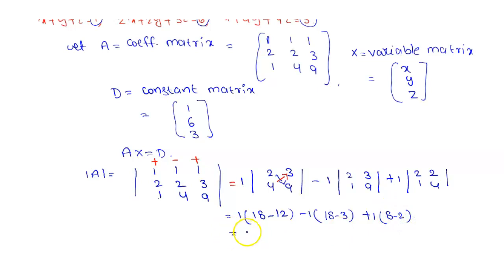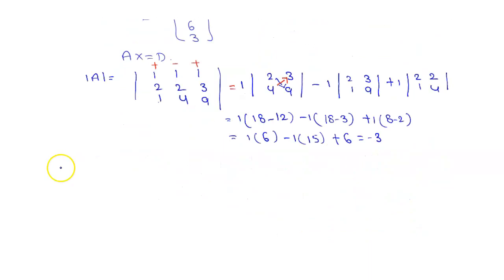So this is equal to 1 into 18 minus 12, value is 6, minus 1 into 18 minus 3, value is 15, plus 1 into 8 minus 2, value is 6. 6 plus 6 is 12. 12 minus 15, that is minus 3. That is det A.